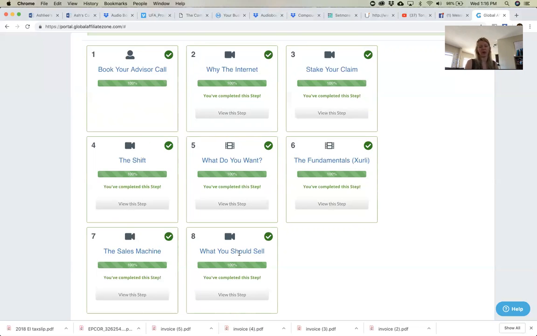Okay. And then number 8, what you should sell. This just talks about if you don't already have a service or a product that you are selling or promoting, Global Affiliate Zone is an education platform. We are very fortunate that we get 30% commissions off of the platform itself, but that is not usually enough to make a full-time income. So you do need to have a product or service that you sell on the back end. Nice. I like the segue there.